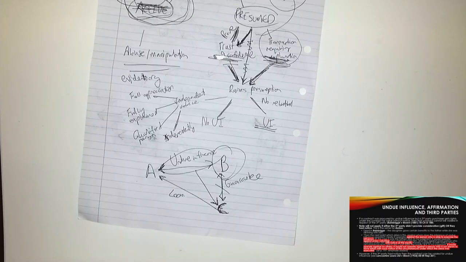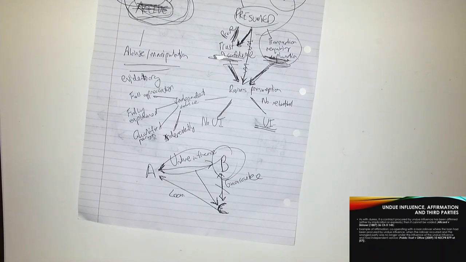Okay? Very briefly, before we go, affirmation also applies to undue influence. So if the contract is procured by undue influence, a third-party purchaser, then it can't be voided. Okay? And it can't be. That's for third parties. If it's affirmed, then it can't be voided. So that's the first thing. So very similar principles. You can just cite Allcard and Skinner for that.